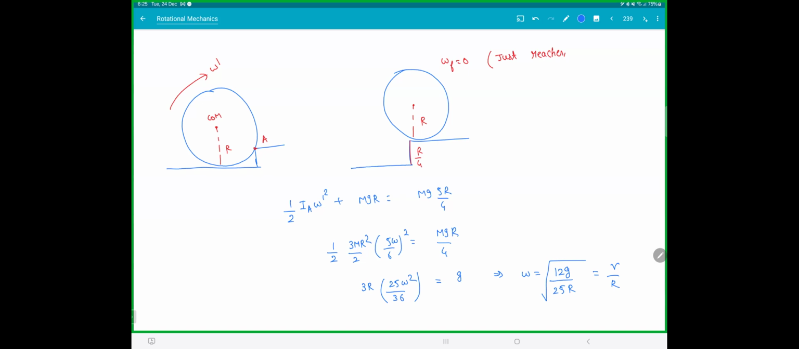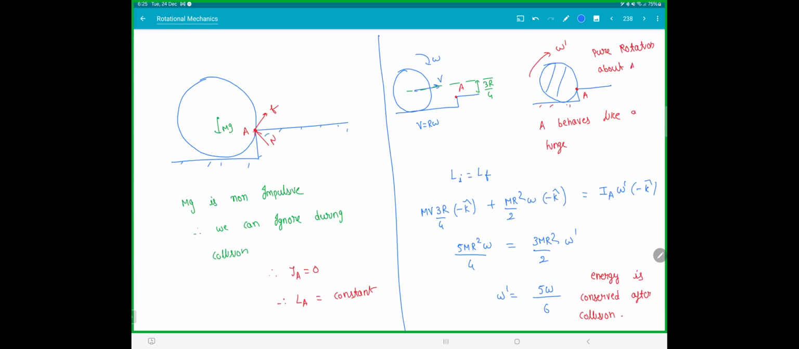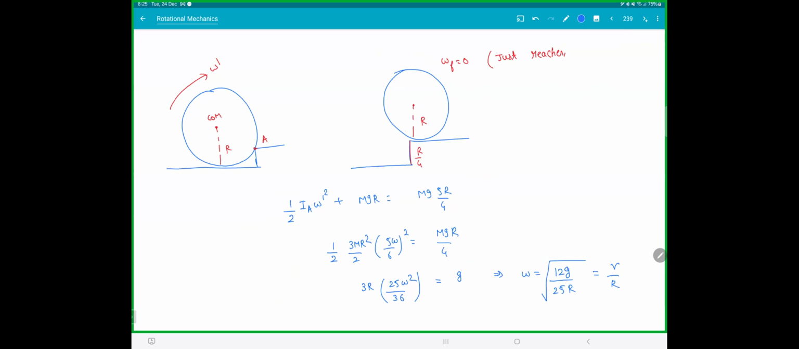Are the steps clear, everyone? So energy is conserved after collision. Angular momentum is conserved during collision. So there are two parts in a problem. After the collision is over, energy is conserved, but angular momentum is not conserved because mg is an external force now. Are the steps clear, everyone?